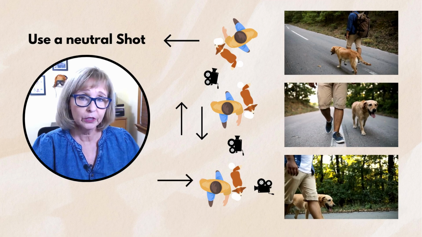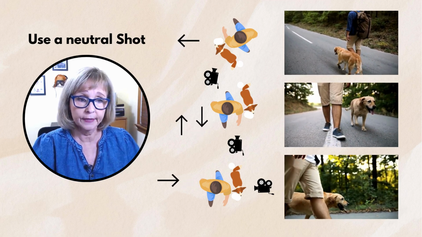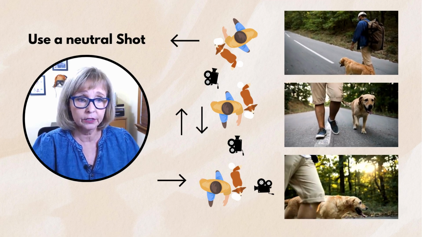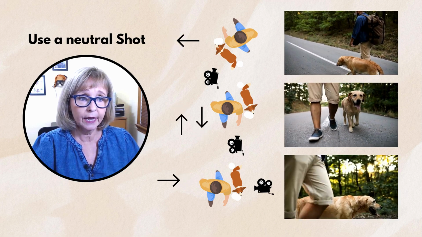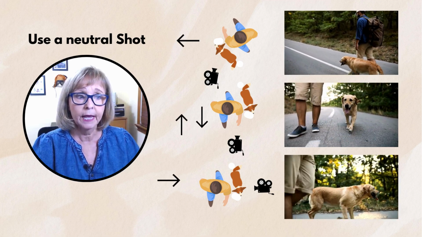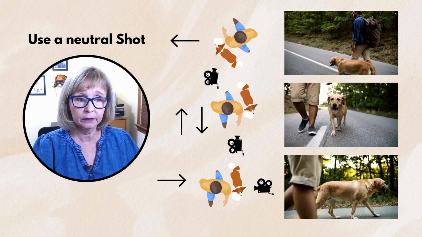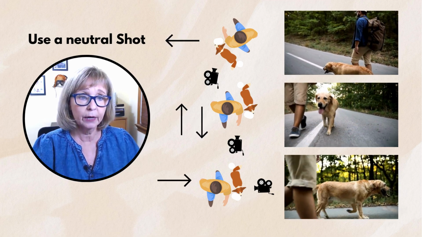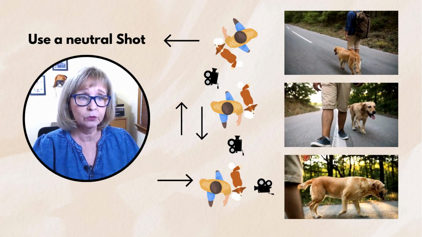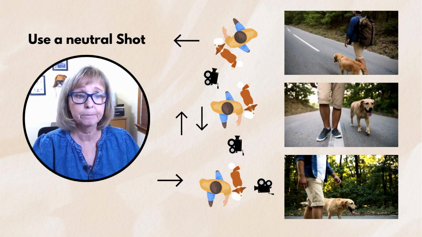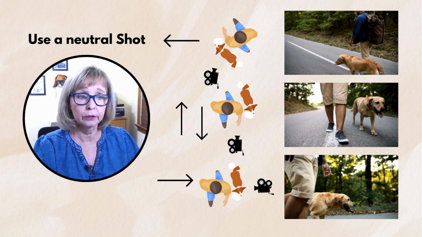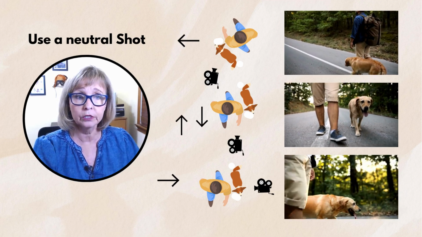Okay, so the first one I want to talk to you about is a neutral shot. Now, this is a shot that is very commonly used when you want to go from one side to the other. In this example, we have a man walking his dog, and the dog is obviously on the left side of him, and we're behind him. You can see right there, my little camera shows you where the camera is, and he is going right to left. So if you look at the frame, he's walking right to left, right?